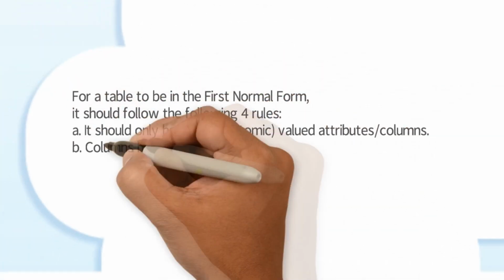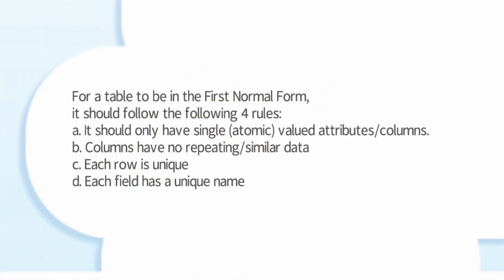For a table to be in the first normal form, it should follow the following four rules. First, it should only have single-valued attributes or columns. B. Columns have no repeating or similar data. C. Each row is unique. And D. Each field has a unique name.